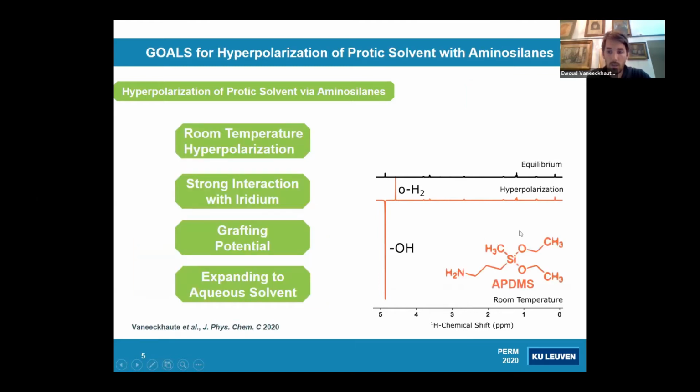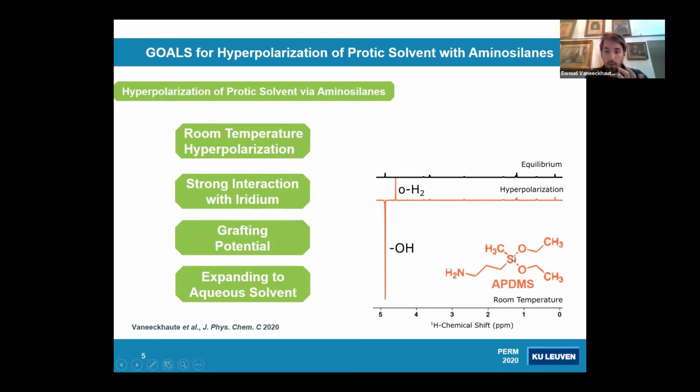So why this molecule itself? Why is this worth investigating? One of the things is its ability to indeed hyperpolarize these exchangeable protons at room temperature. You will see later that it also tends to have a strong interaction with iridium, which is not really expected because an amine is not that interactive with iridium compared to, for example, an N-heterocycle, so pyridine.